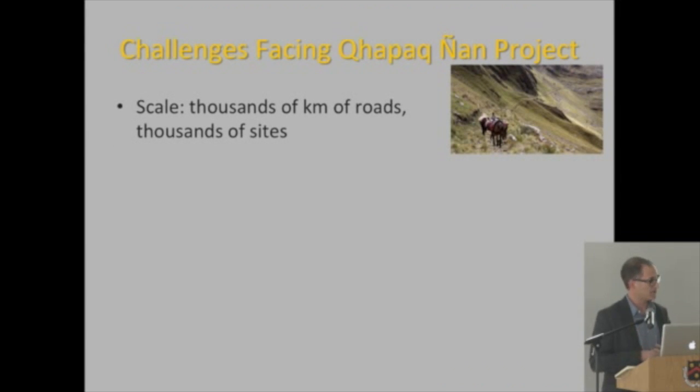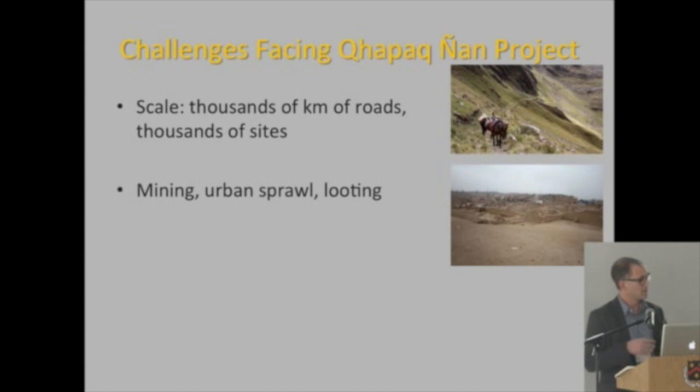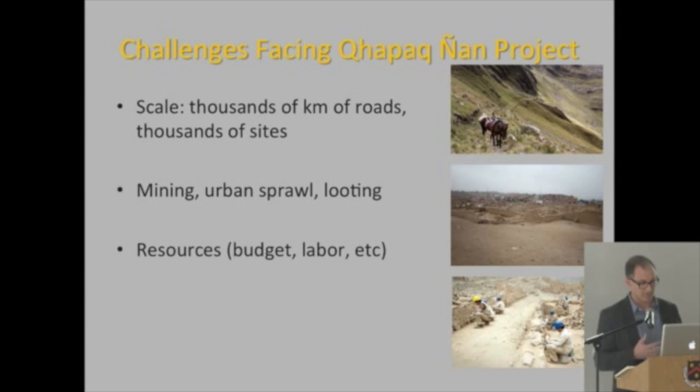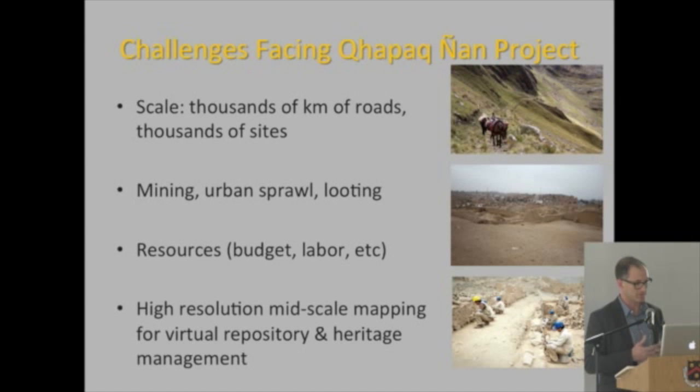In doing that, they've got some major problems. There's a massive scale of the system that they're looking at. There's thousands of kilometers of roads. Mining interests in the highlands all over Peru, Chile, Bolivia, Ecuador, urban sprawl, growing urban centers, massive looting happening in most of the Andean republics, and limited resources, as always, in terms of budget and labor and so forth. So how do we deploy these resources?